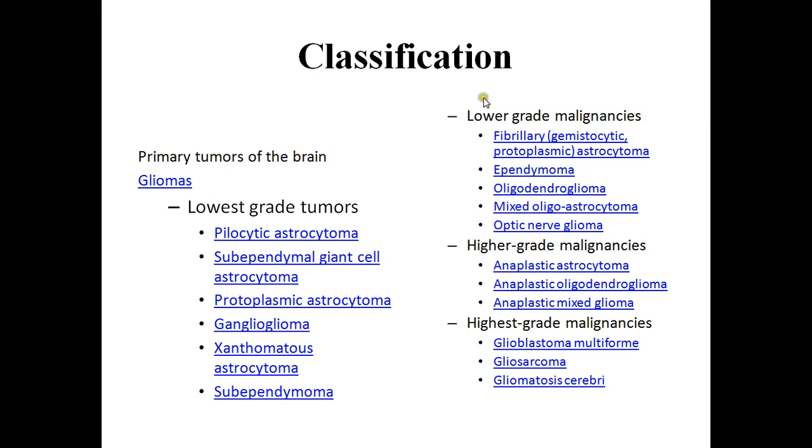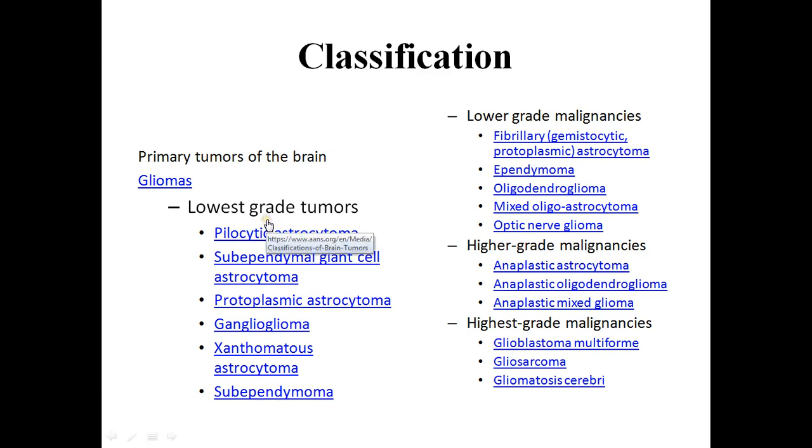As I mentioned, tumors might arise from the glial cells in the form of gliomas. These are further divided into lowest grade, low grade, high grade, and highest grade, or grade 1, grade 2, grade 3, and grade 4. Why is the grading important? Because we can decide on treatment, and we can also know about the prognosis of that particular tumor.